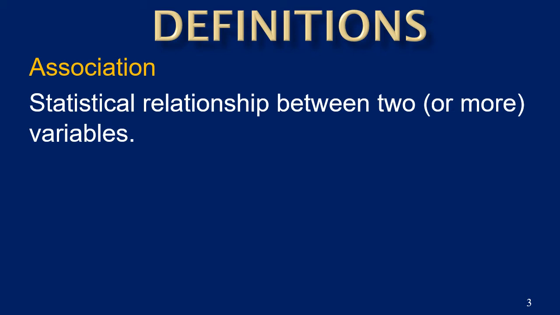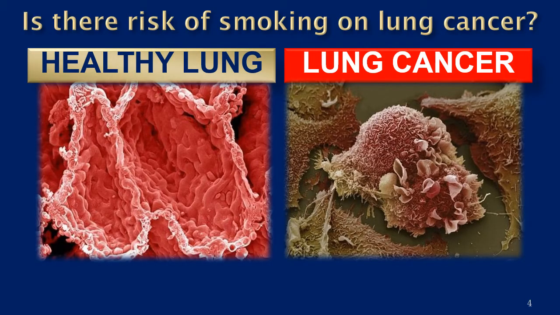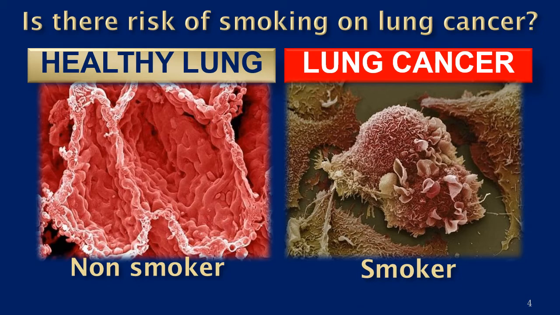Association refers to statistical relationship between two variables, while risk means the probability, possibility of occurrence or likelihood to get the disease with time. You can see a photo of a healthy lung compared to a photo of lung cancer, together with the smoking status. The question is, is there risk of smoking on lung cancer?